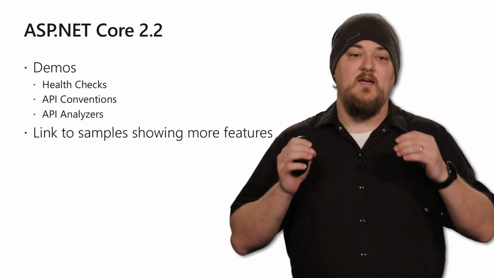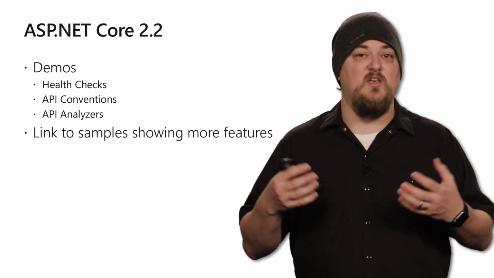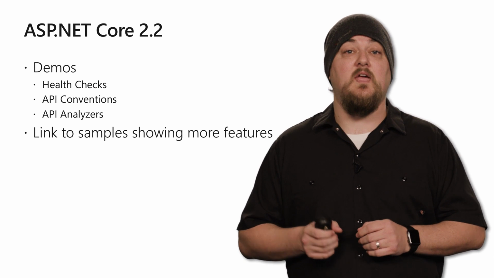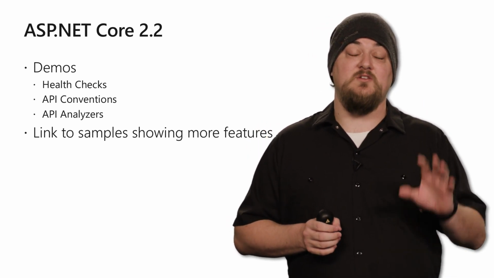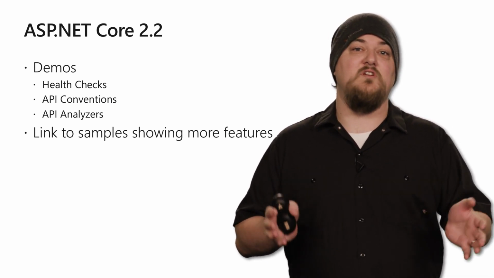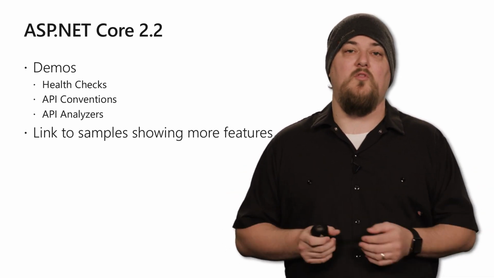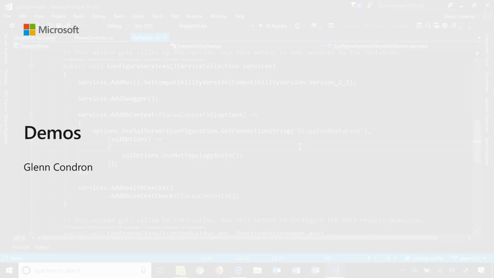So we're going to talk about APIs, our analyzers and our conventions, and we're going to talk about health checks as well, and so bring in a little bit of cloud native microservices in here. And then at the end we'll have some links to where you can get started, where you can find more information, and where you can see a demo app that shows off every feature that we talk about, plus a lot more that we won't have time for today. So let's get started with some demos.